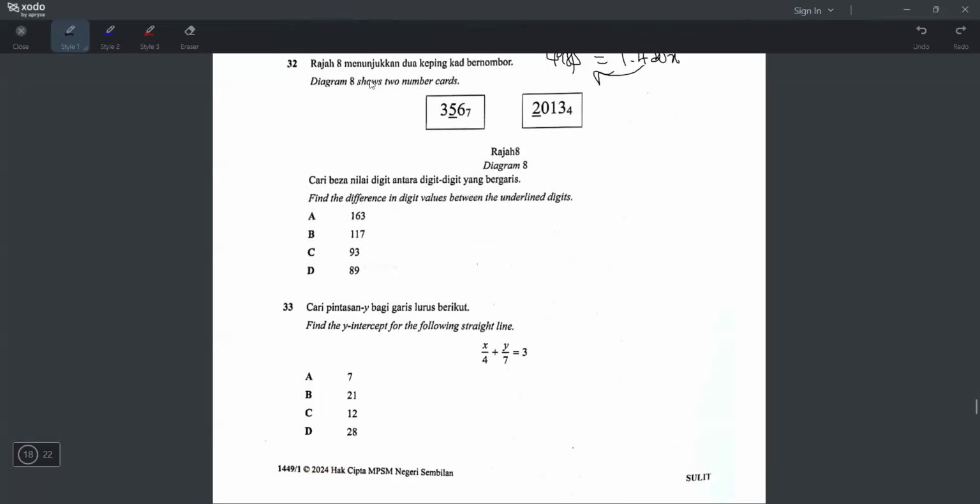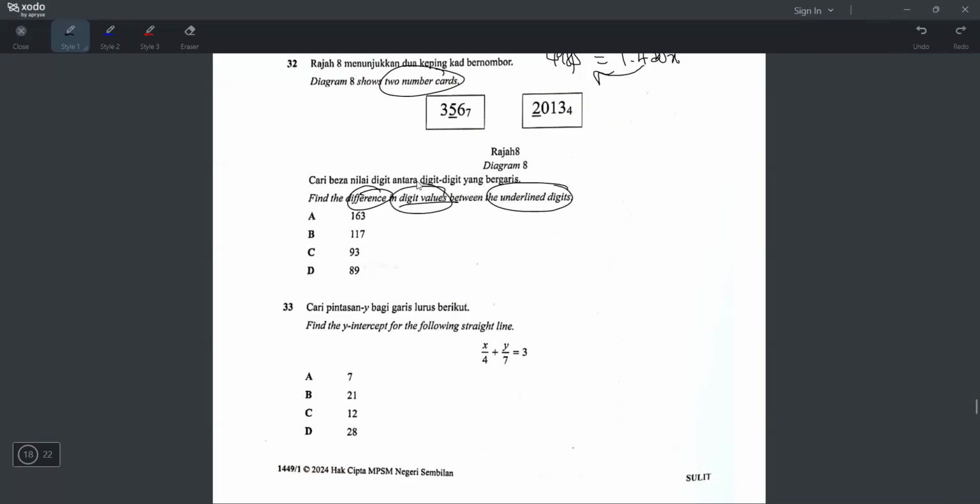This looks like a number-based question. Diagram 8 shows two number cards. Find the difference. Difference means ambil besar tolak kecil, take minus lah, in digit value between the underlined digits. Okay, so first we have to find the digit value. How to find the digit value? You don't go and take 5 minus 2 like that. No, no, no, no, no.